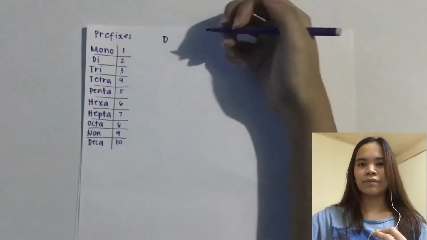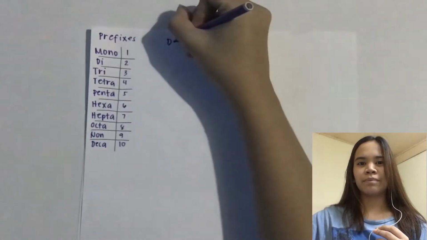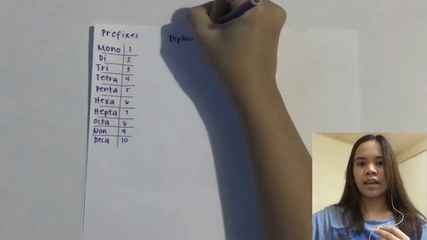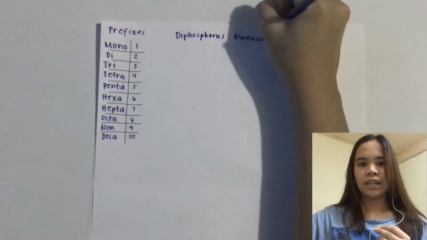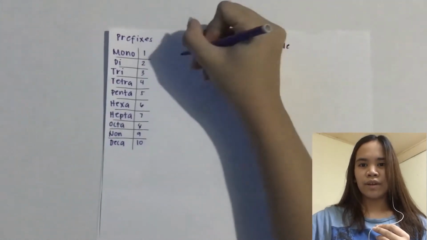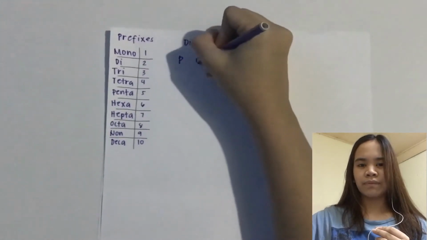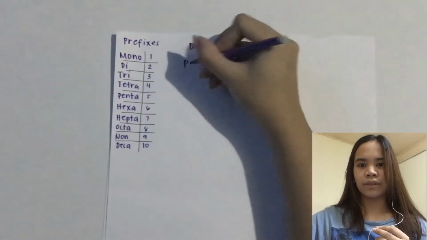When writing the chemical formula of a type 3 binary compound, be familiarized with the prefixes. For example, find the chemical formula of diphosphorus monosulfide. Find the symbols for the elements phosphorus and sulfur: P for phosphorus and S for sulfur.